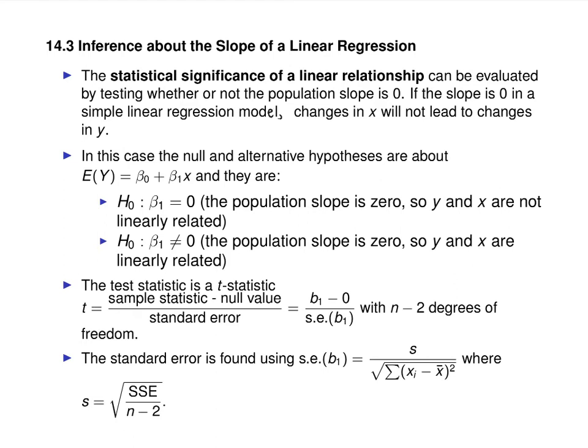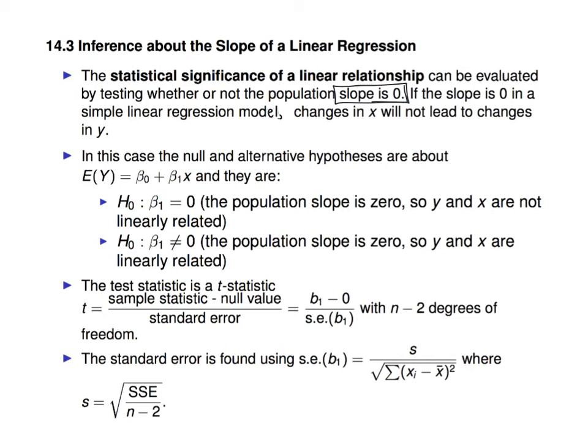So when we're talking about regression lines, another question we want to ask is whether this relationship between two variables is actually statistically significant. And the question you're really asking there is, is the slope not zero? Because a slope of zero means that there's no relationship. A slope of zero means changes in x don't lead to changes in y. So as long as the slope is not zero, there will be a relationship.